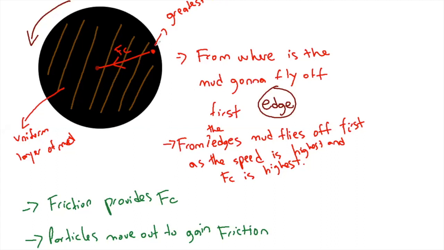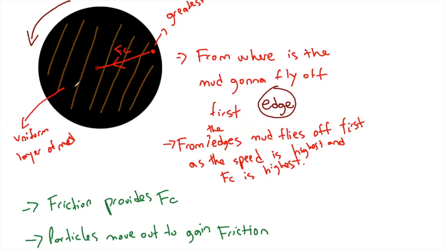Physically, it's impossible for my particles to move to the left, right? That's just impossible because particles move out. Now, if your question was about the edge, the question with the edge was completely different. The question with the edge, as I said, was from where is the mud going to fly off first? Now that question was different. This thing is about all of the mud, and this thing is about the edges.